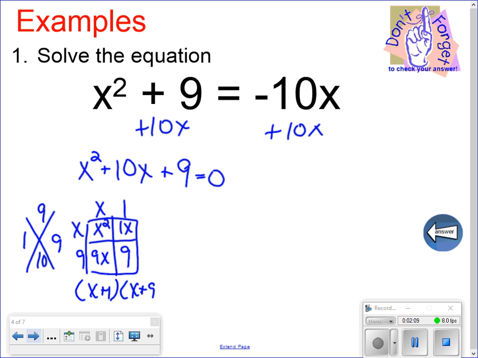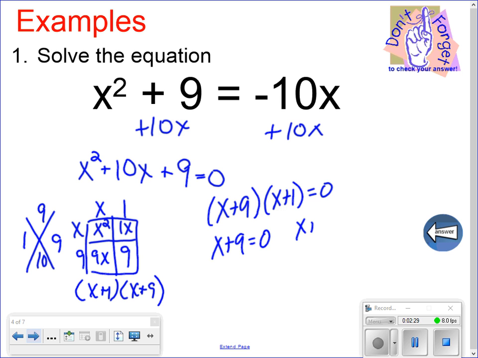So now that I have the two factors of x plus 1 and x plus 9, I know that I can now rewrite it so that it's x plus 9, x plus 1 is equal to 0. We set each of the factors equal to 0 at this point. So it's going to be x plus 9 equals 0, x plus 1 equals 0. I solve each of these equations. Subtract 9 from the first one, that'll give me x is equal to negative 9. Subtract 1 from this one, that'll give me x is equal to negative 1. So my solution would be negative 9 and negative 1.